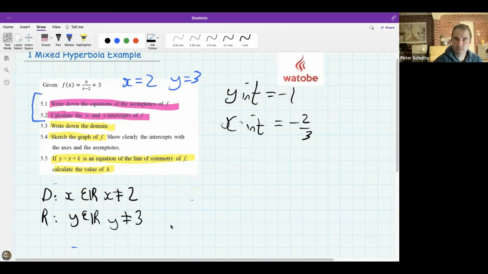So can we draw our graph now? And can we work out one of the lines of symmetry?